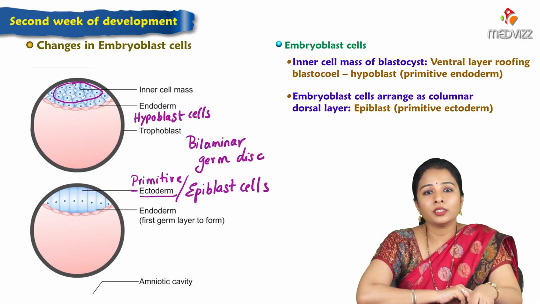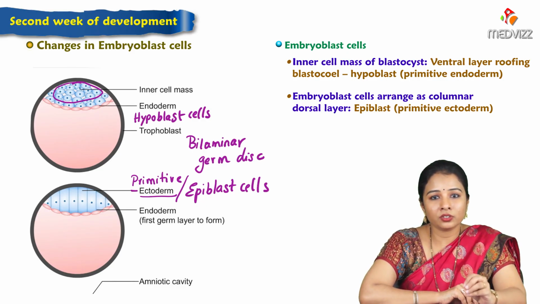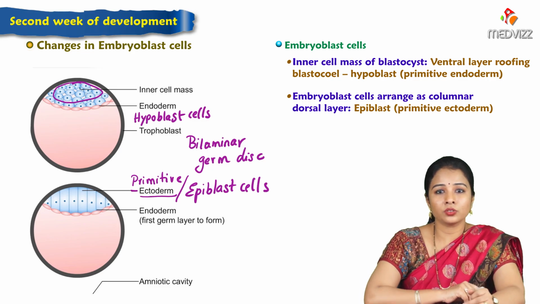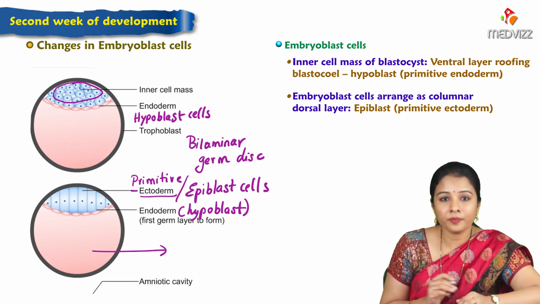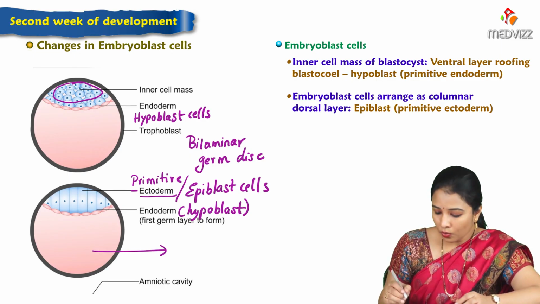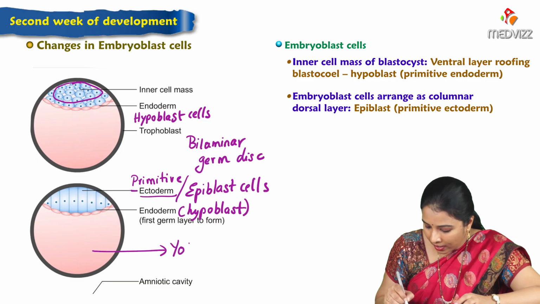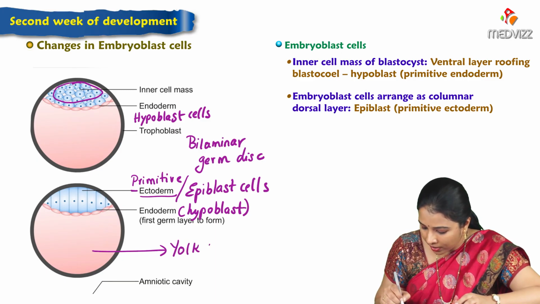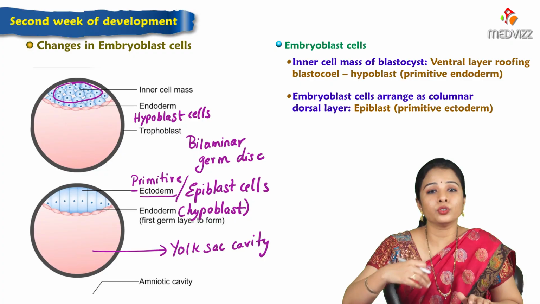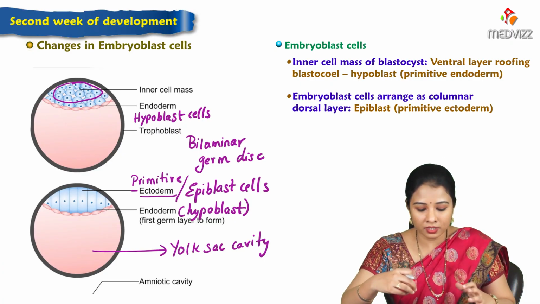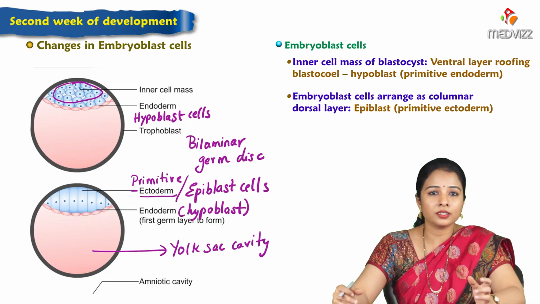So the inner cell mass embryoblast of blastocyst stage gives a ventral roofing of the blastocyst. So hypoblast cells, you can see they form a roof. So this is the cavity here, which is yolk sac cavity. So the blastocyst cavity is now termed as yolk sac cavity, which contains uterine fluid and provides nutrition to the developing conceptus till the placenta develops.